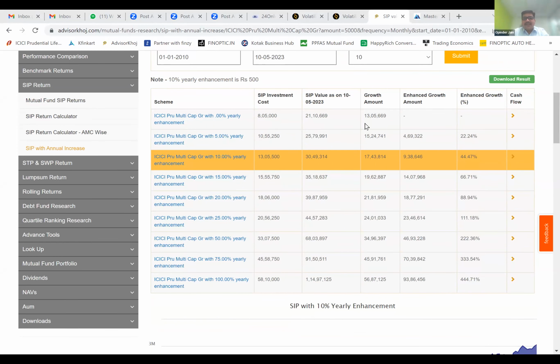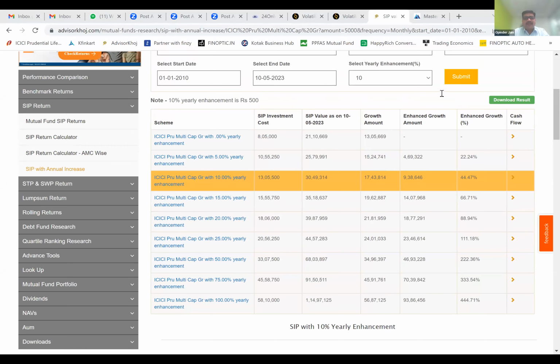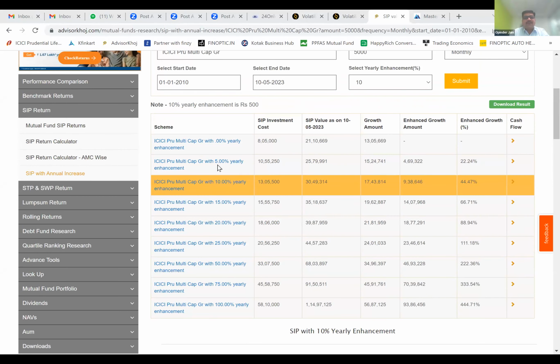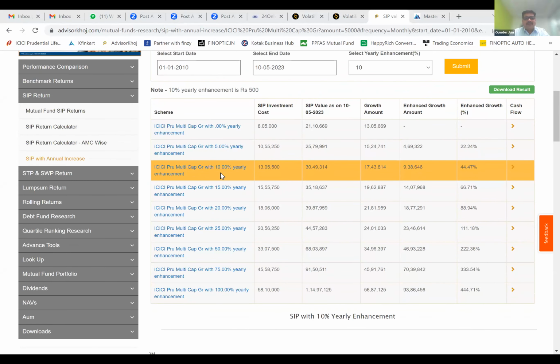On a normal SIP, in the first line, 8,05,000 has become 13,05,000. That is the growth amount. But with an annual increase of only 5%, your SIP investment amount is only 10,55,000 and your growth amount is 15.24 lakhs, which is an enhancement in growth of 22.24%, wherein what you're increasing is only 5% of your contribution. Similarly, you have the calculations for 10, 15, and 20%.